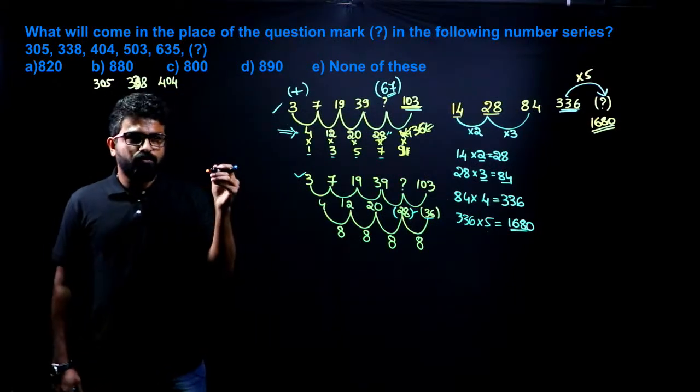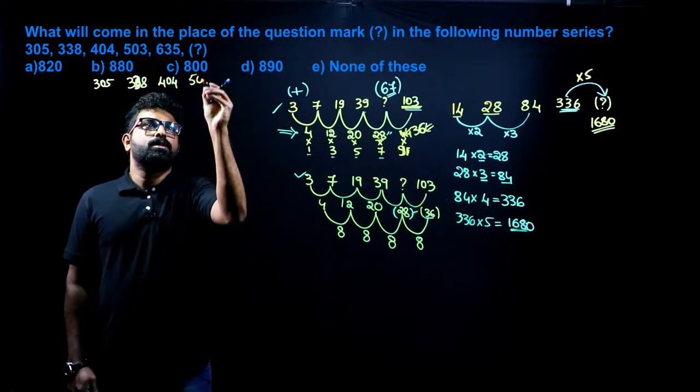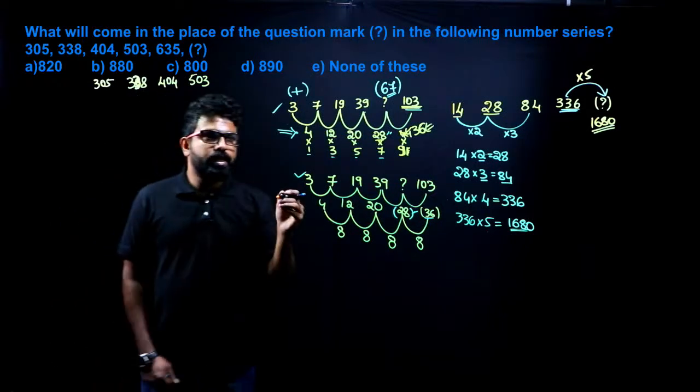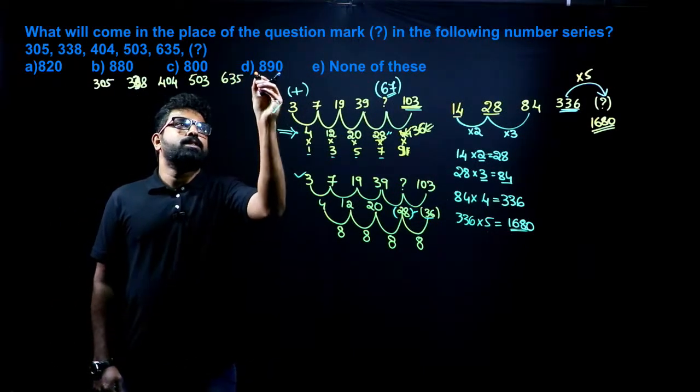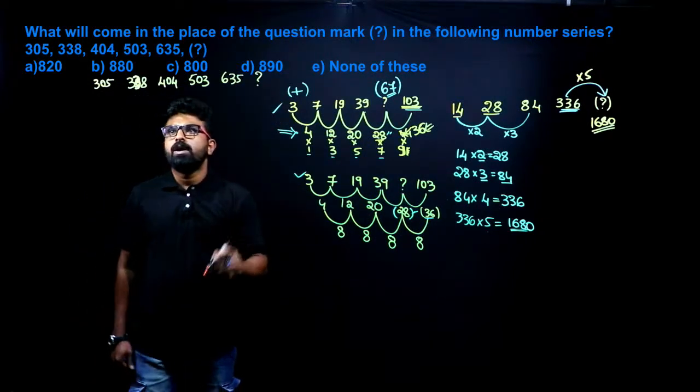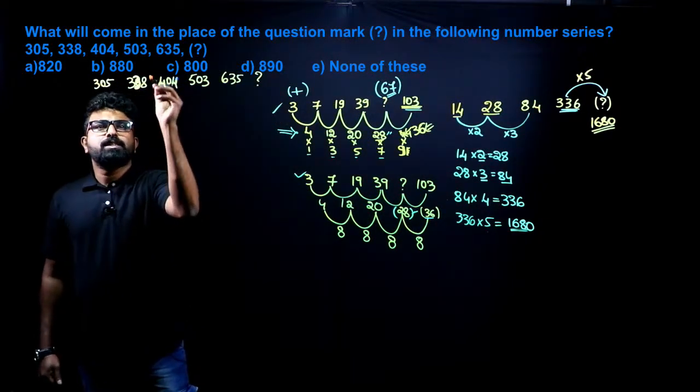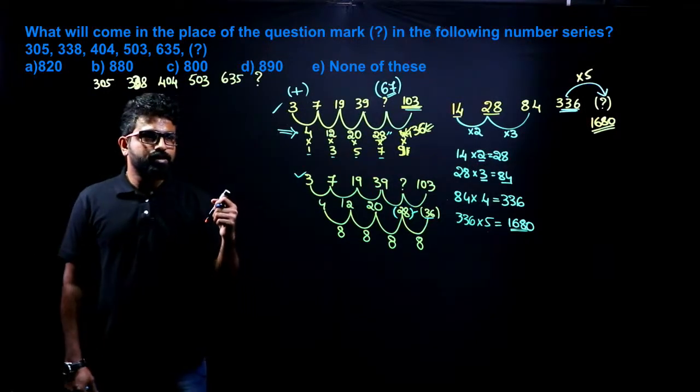And my next term is 503. And then there is 635. And then there is a question mark here. How do I go about this?